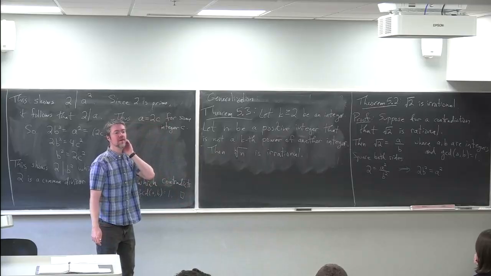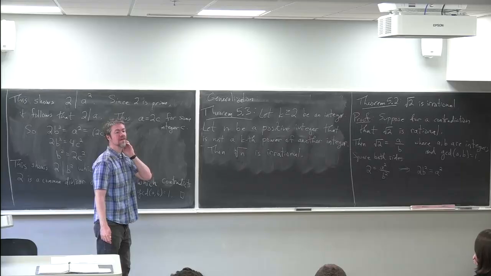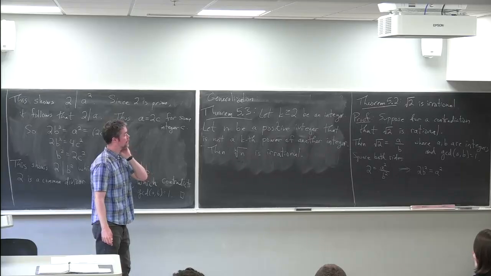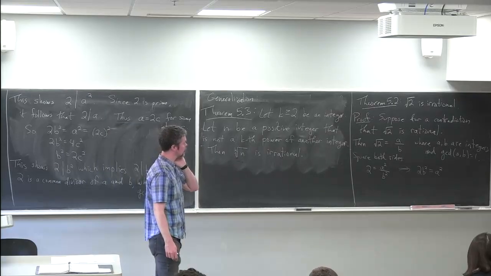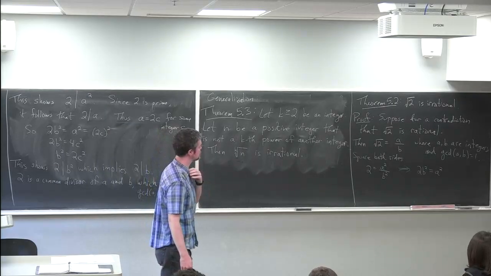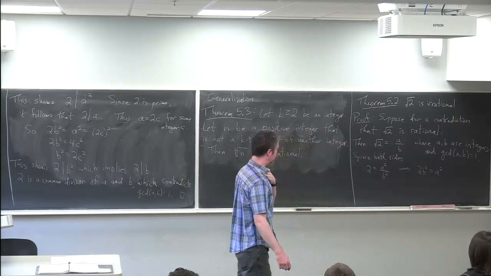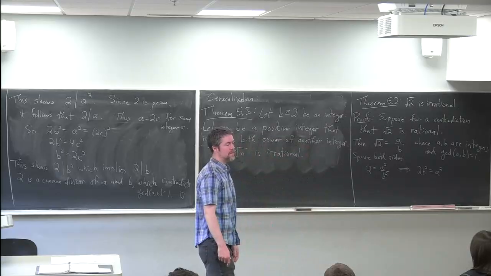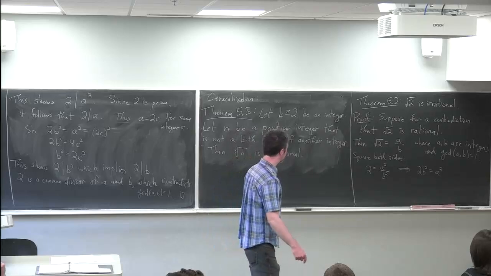Just out of curiosity, would there be a much simpler proof that if you have 2b squared equals a squared, there's got to be, from unique factorization, an odd number of factors of 2 on the left-hand side and an even number on the right? Exactly, yeah. Well, we could have done it that way. In fact, that's what we're going to do in this proof. Because it'll work a little nicer.